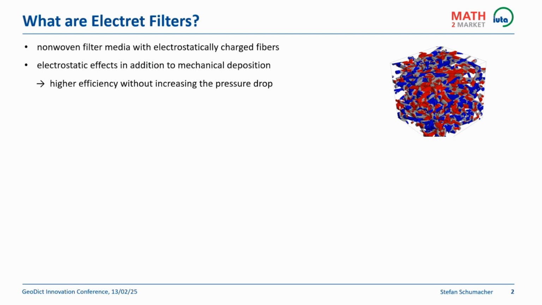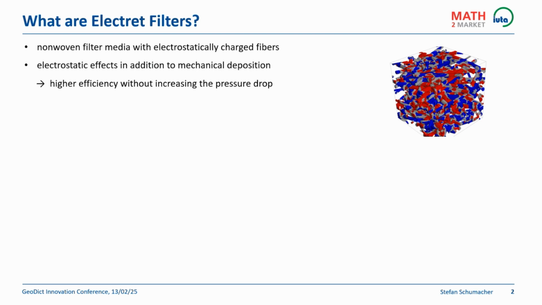So why do you do this? Typically, particles in the air are charged, and if you have charges on the fibers, there is some electrostatic attraction between them, and you can increase the efficiency, but you do not change the structure of your medium. And by this, there is no effect on the pressure drop. So you can increase the efficiency without affecting the pressure drop.